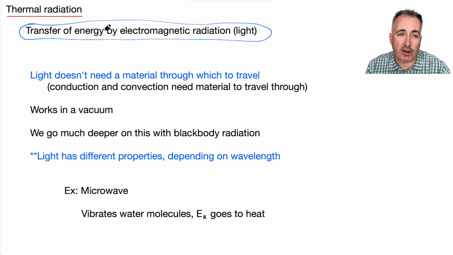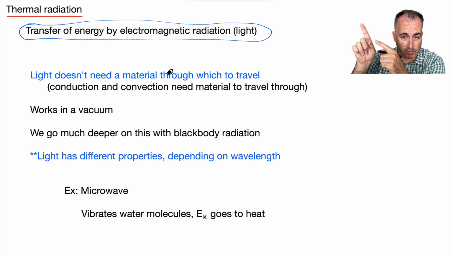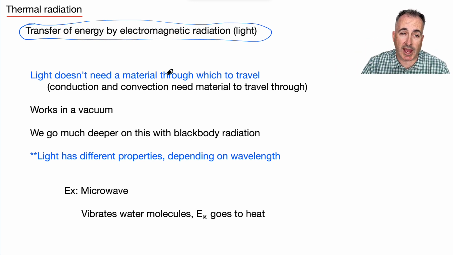So that's a transfer of energy because of electromagnetic radiation, which is just a fancy way of saying light. So interestingly about light, it doesn't need a material through which to travel. For example, conduction and convection actually need something. With conduction, you need a material in which to transfer the kinetic energy back and forth, to vibrate the next particle, the next one, to make it hotter. With convection, you need actual bulk material, a liquid or a gas or something, to be going over.